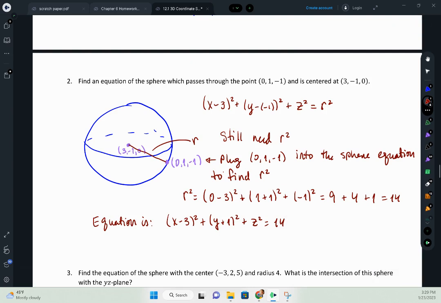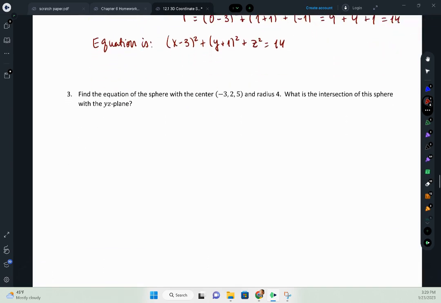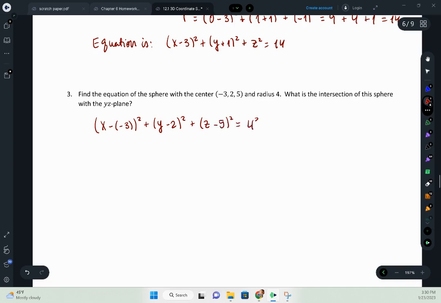And we're done. Okay, here's the next one. Find the equation of the sphere with a center at -3, 2, 5 and radius 4. I'm not even going to read the second part of this question yet. I'm just going to write down what I've been given. They're telling me the center, they're telling me the radius. I can go ahead and come up with the equation of this. So using my form, this is going to be x minus a -3 all squared plus y minus 2 all squared plus z minus 5 all squared is equal to 4 squared.